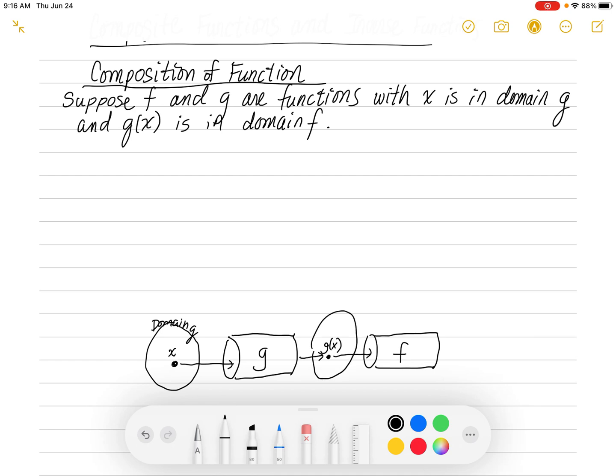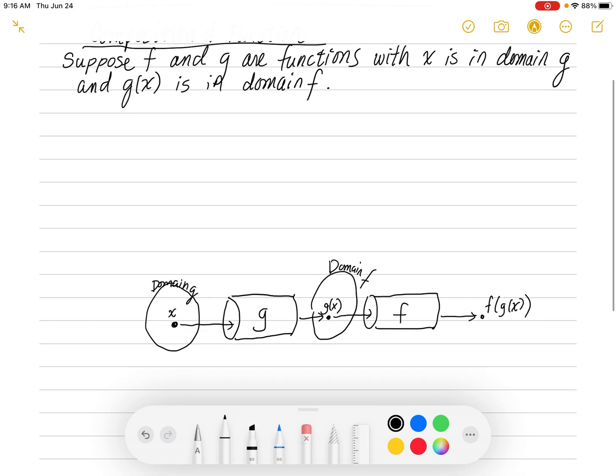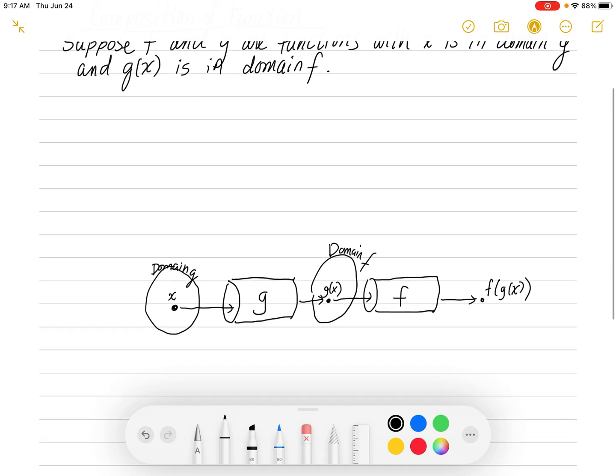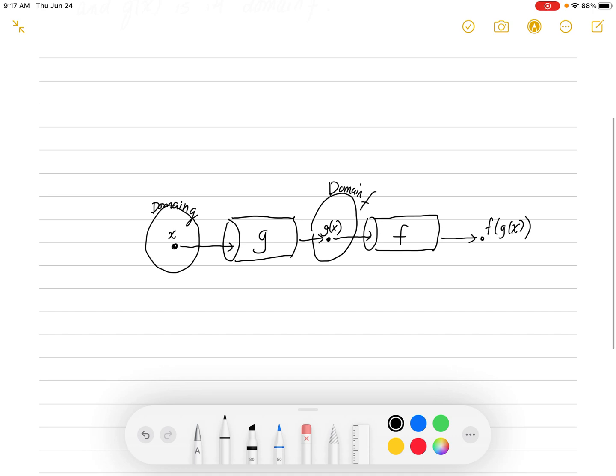Now what else do we know? We know that g of x is in the domain of f. So you can plug g of x into f. Back here in front of f, we have everything that you can plug into f. That's called the domain of f. So g of x lies in there. So x goes into g, and out comes g of x. G of x is going to go into f, and out the other side, the output will be f of g of x. And that's what's going to happen.